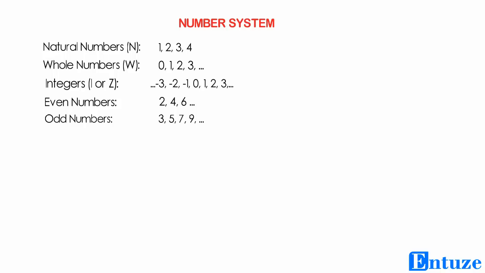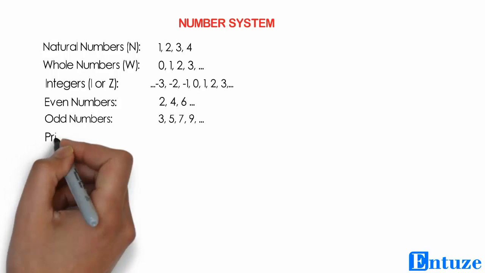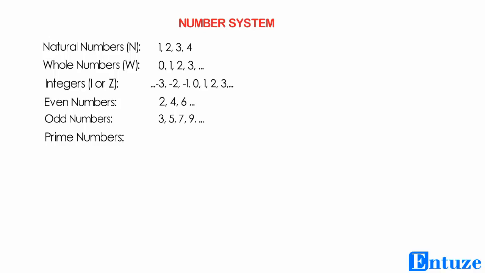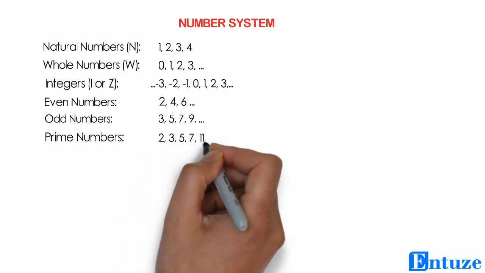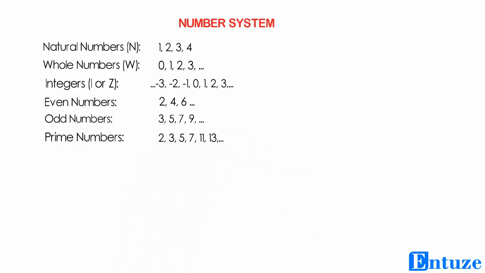Next type of numbers is called prime numbers. The numbers which are divisible only by 1 and itself are known as prime numbers, starting from 2, 3, 5, 7, 11 and 13. If you observe this, you can say that you can't divide any of these numbers by any number except the number itself and 1.